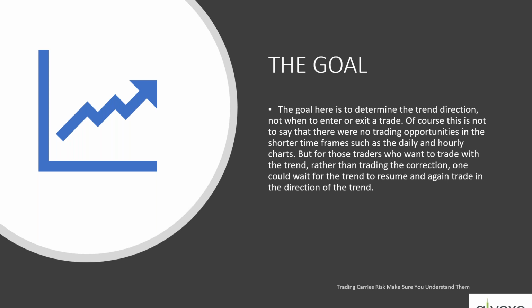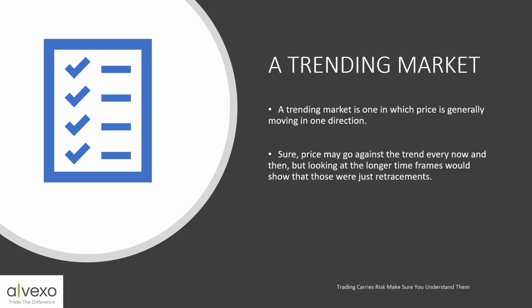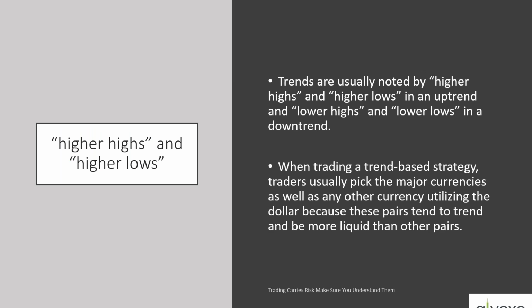Now, of course, this is not to say that there are no trading opportunities in shorter term time frames, such as daily or hourly charts. But for those traders who want to trade with the trend rather than trading the correction, one could wait for the trend to resume and again trade in the direction of the trend. A trending market is one in which price is generally moving in one direction. Sure, price may go against the trend every now and then, but look at the longer term time frames to see if it's just a retracement or a correction.